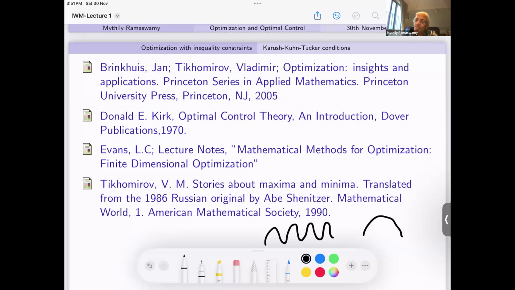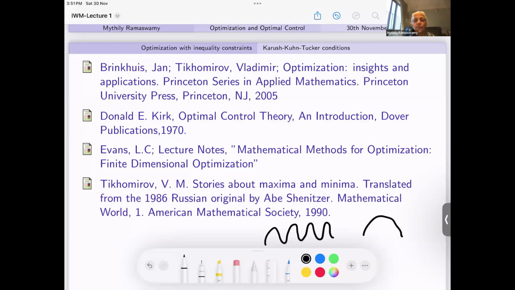And if the function is convex, we are able to solve some of the optimization problems better. So the progress has been more in the convex optimization problems. There is also some work on non-convex optimization, but I'm not very familiar with that, so I don't want to talk about it.